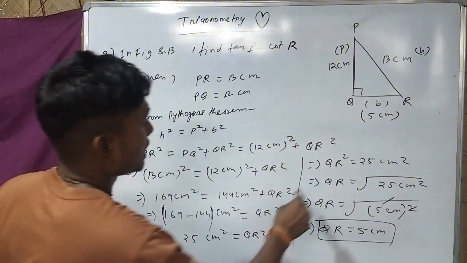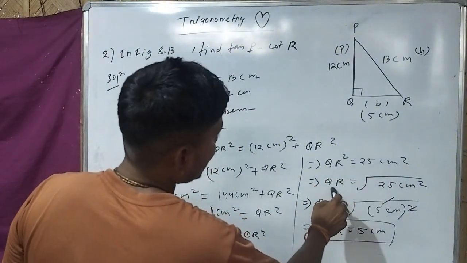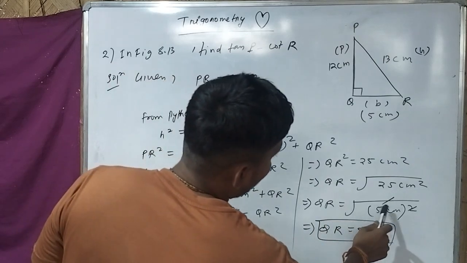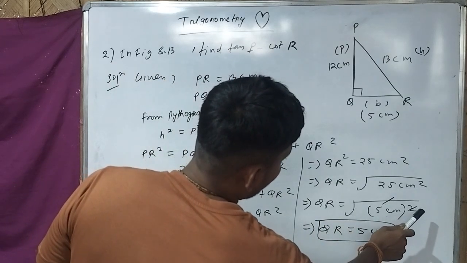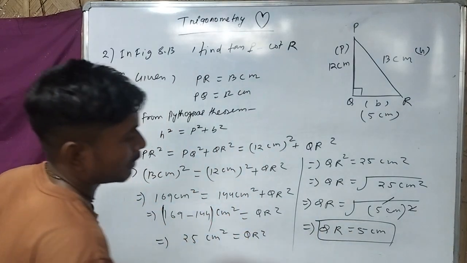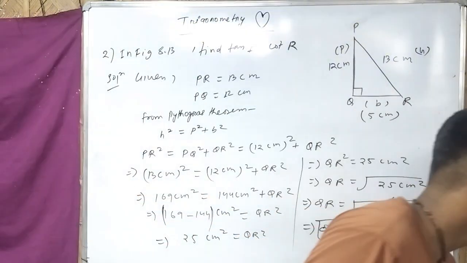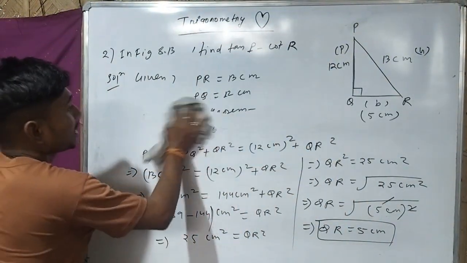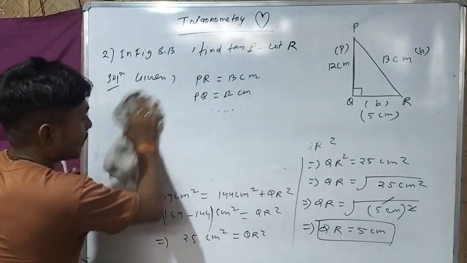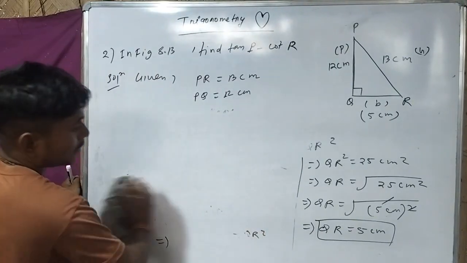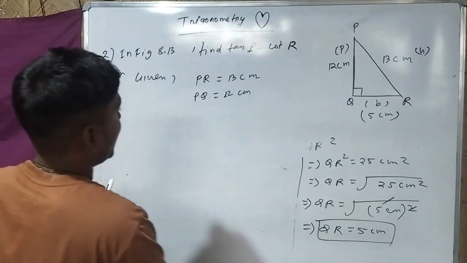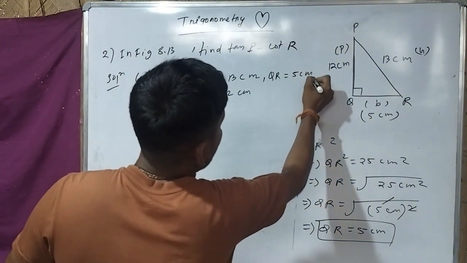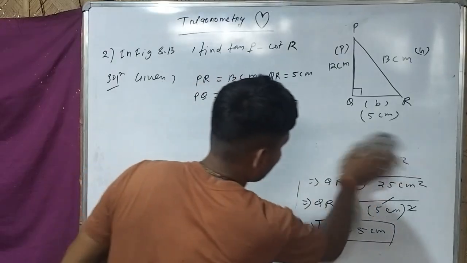That is, QR square equals 25 centimeter square, QR equals root over 25 centimeter square, and QR equals 5 centimeter whole square. Root and square cancel, and you will get QR 5 centimeter. Is it clear? If you are able to find this much, now we can find all those things. Write it here: QR we get 5 centimeter.